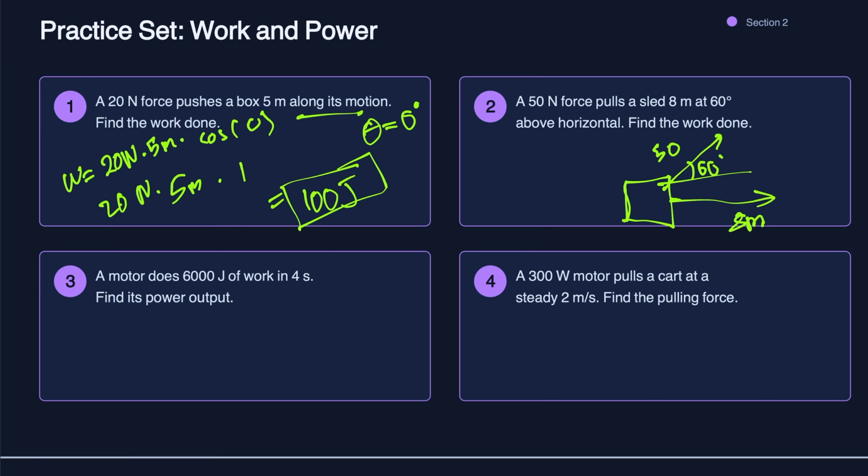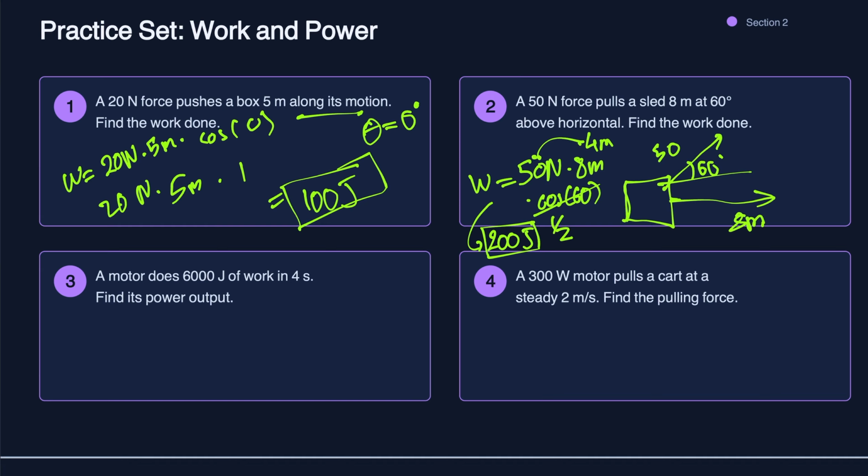So the work is just going to be F, which is 50 newtons, times D, 8 meters, times the cosine of the angle between them. In this case, 60. We know cosine of 60 is 1/2, right? So 1/2 times 8 meters, we can just write that as 4 times 50 becomes 200 joules. There you go.